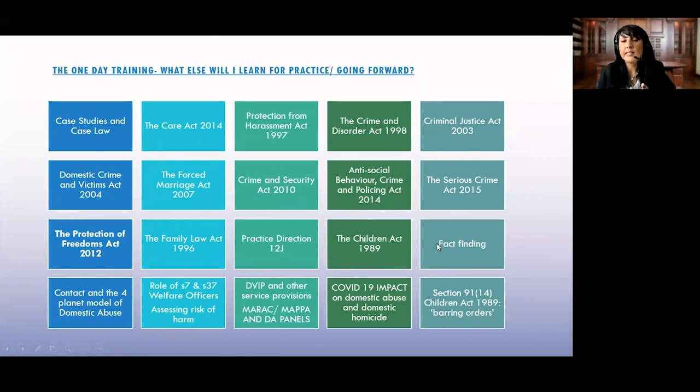Also, fact-finding hearings in court, what that looks like for contact for children and the four-planet model of domestic abuse, the role of guardians and welfare officers, the role of intervention provision, service provision, MARAC, MAPA, the continuing impact of the pandemic as we go forward on domestic abuse and domestic homicide and the delays that the courts are experiencing, barring orders, safeguarding with adults under the Care Act. So we're going to be looking at all of these things. So it's going to be quite a full day encompassing the new law and having an understanding of the existing law and how they work, both for your agencies, for the police and the courts as well.